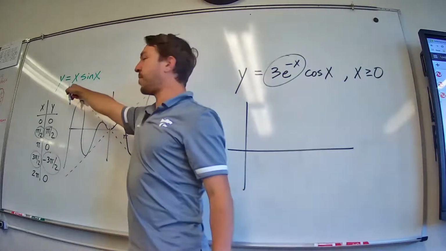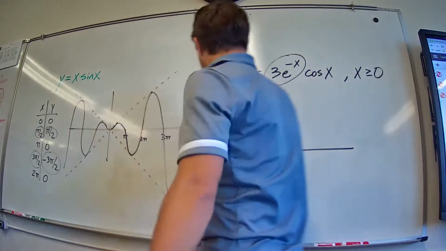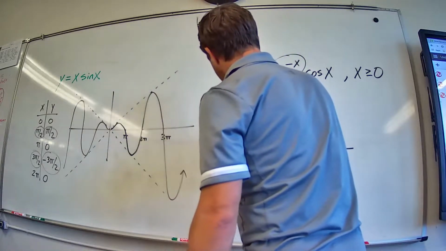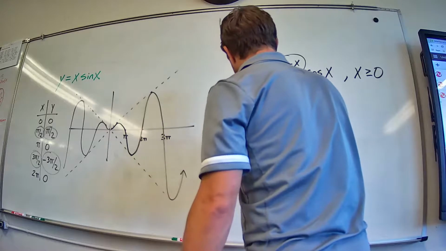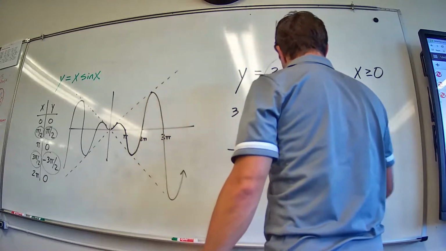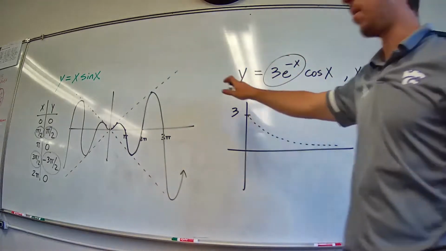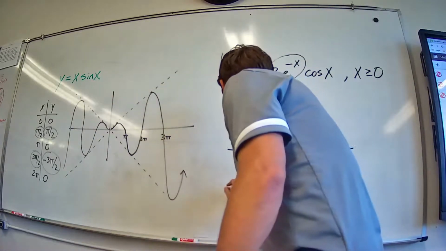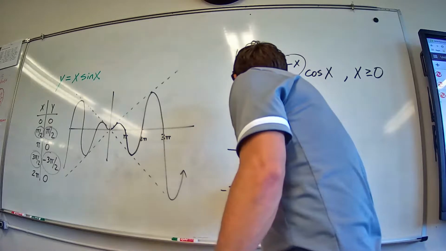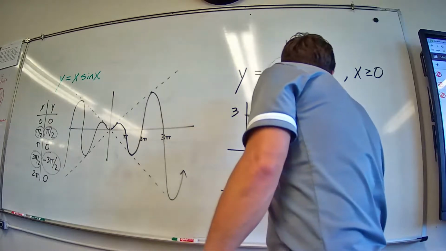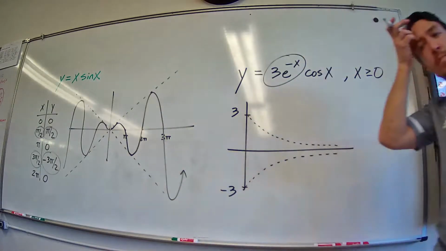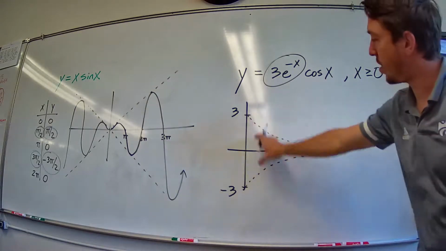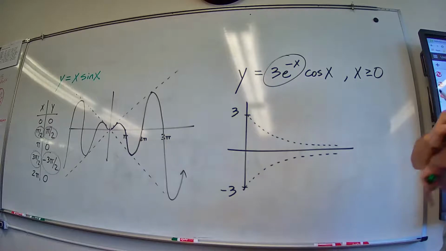So kind of like this guy was the envelope before. It's going to be up here at 3. We all remember our decay function, hopefully, right? Now remember with these envelopes, you get not only y equals x, but you get y equals negative x. So you're also going to get the opposite version of the envelope. And then your function's going to oscillate between the positive and negative.